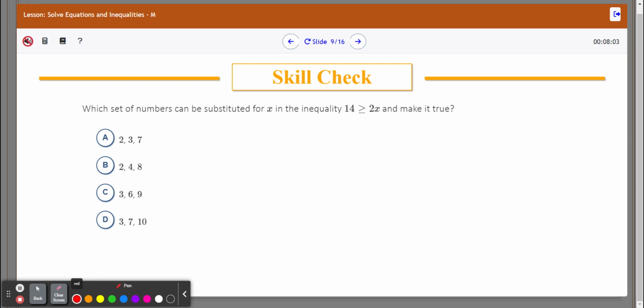But look at the next one. If I put in 8, 2 times 8 is 16. Well, 16 is not less than or equal to 14, so B cannot be an answer. The next one, we already did 3. Now let's try 6. If I do 2 times 6, I get 12. So 12 is less than or equal to 14. But look at 9. If I plug in 9 for x, I get 2 times 9, which is 18. 18 is not less than or equal to 14. And the last one, we already did 3. We already did 7, but look at 10. Again, if I plug in 10 where x is, I get 2 times 10, or 20. 20 is not less than or equal to 14. So the only answer we have here is A.